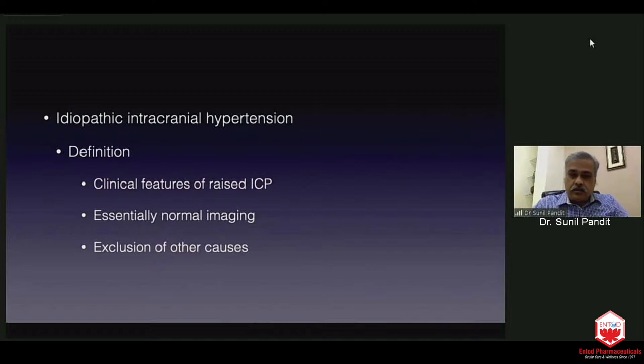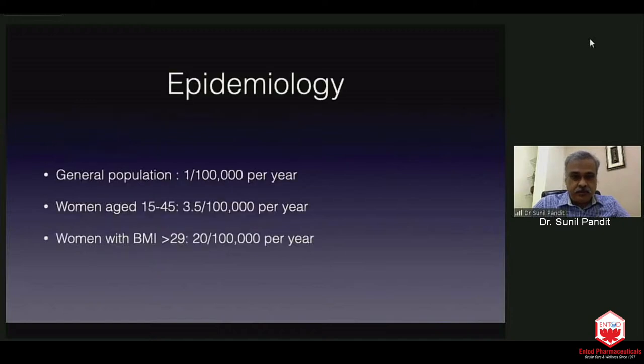Now what happens with patients with IIH is that most often they come with headaches, vomiting, and blurred vision. So either they will go to the ophthalmologist or they will go to the neurologist. And there should be communication between the two to come down to the diagnosis and try to exclude every other cause and then label the patient as idiopathic intracranial hypertension.